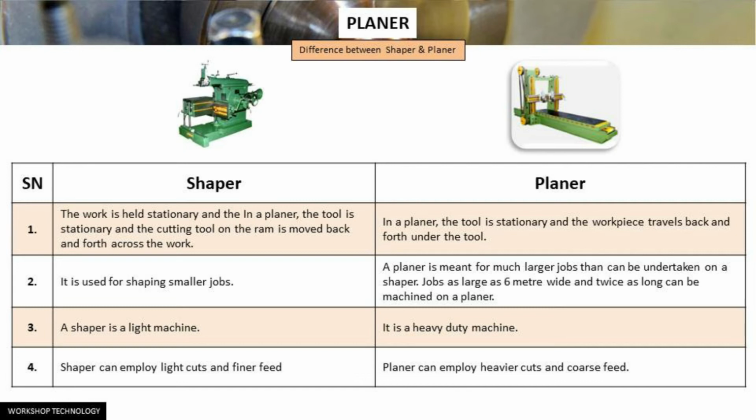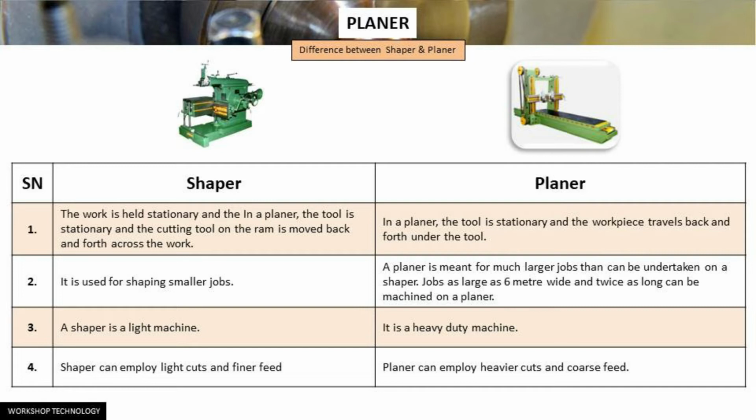Let's understand the difference between a shaper and a planner. In case of a shaper, the work is held stationary and the cutting tool is on the ram, which is then moved back and forth across the work. However, in case of planner, the tool is stationary instead, and the workpiece travels back and forth under the tool.